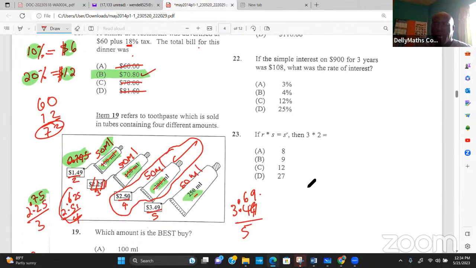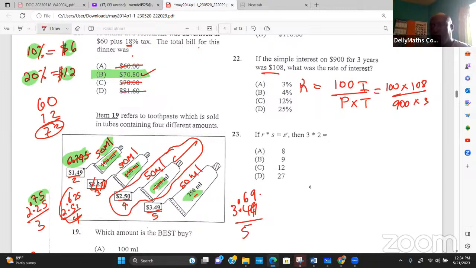All right. If the simple interest on 900 for 3 years is this, what is the rate? Now it's up to you. If you remember the formula, you can find the rate by saying interest times 100 over P times T. 100 times the interest over 900 times 3. There you go. So that's the formula. You could set it up and cancel down. Look, 100, that's 9 there.